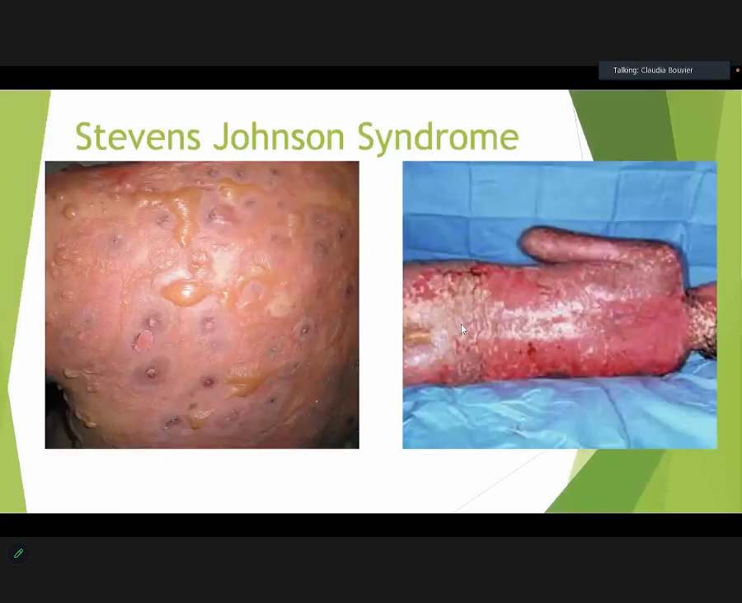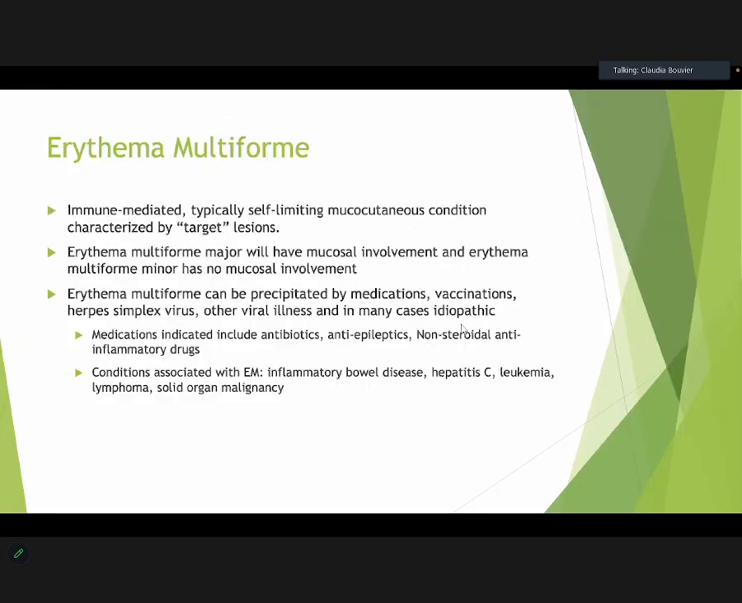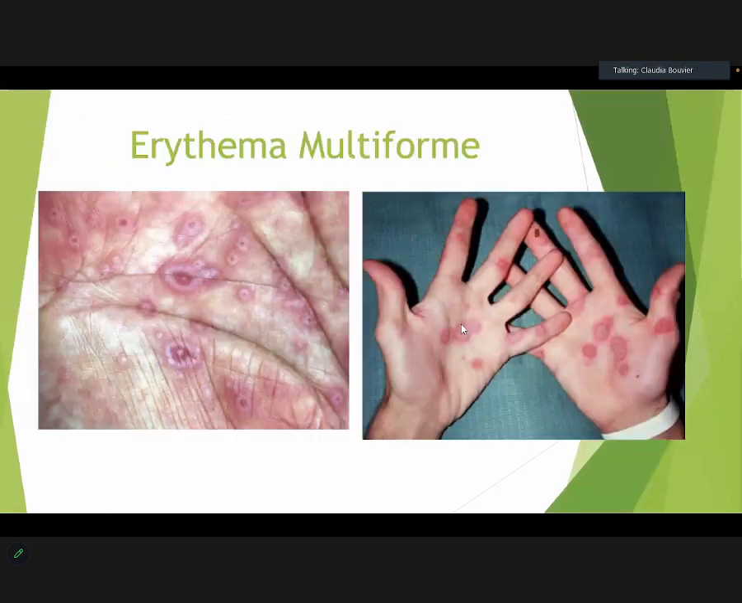So that's erythema multiforme. And then just to show you one more time, that's what the typical lesions will look like. So just remember those target lesions.